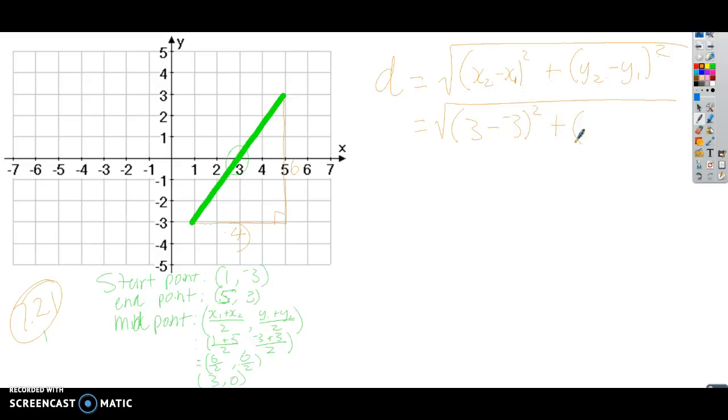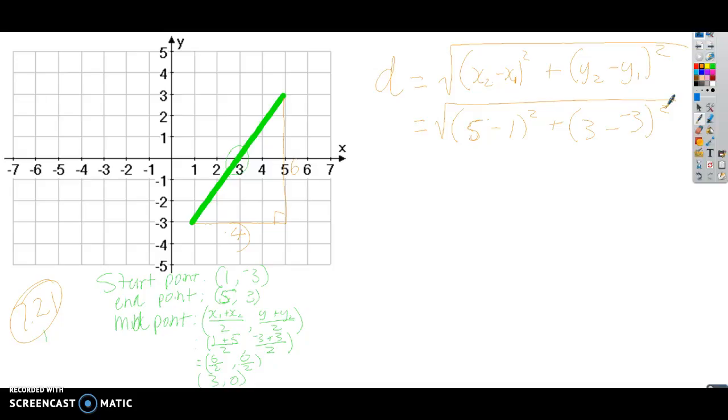Y, whoop, I've made a mistake there, I've done the y's first. My apologies. So x2 is 5, x1 is 1, so 5 take 1 all squared. Then I've got my 3 minus negative 3 all squared. And so I'm just going to punch that into the calculator exactly as it looks.